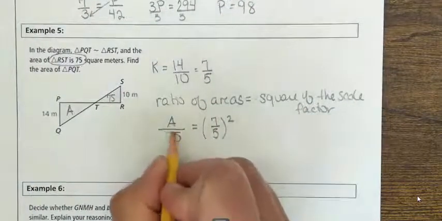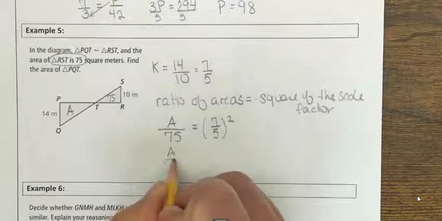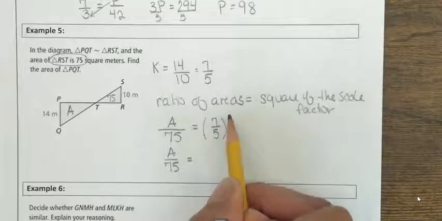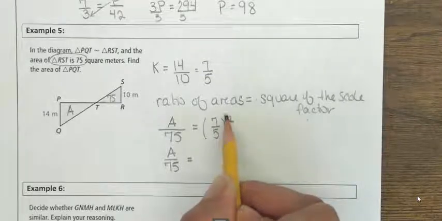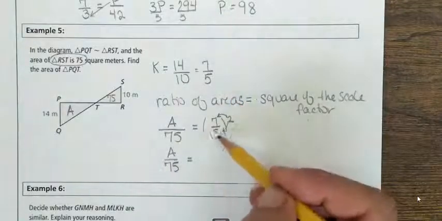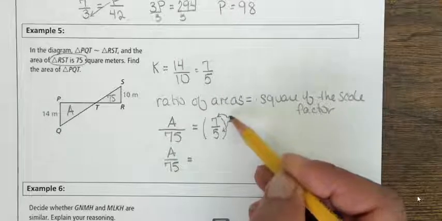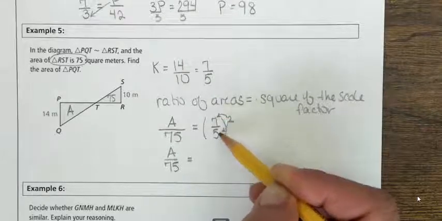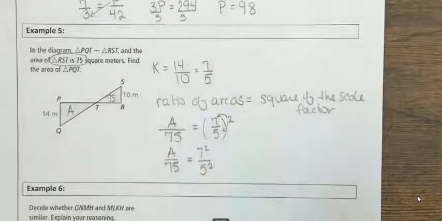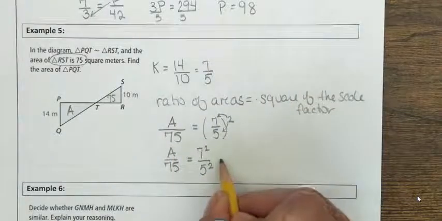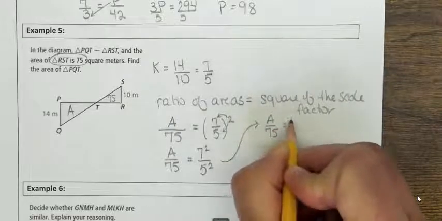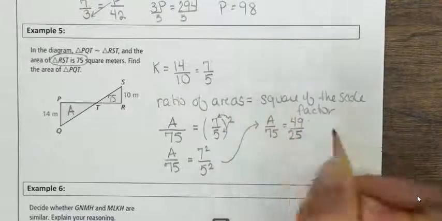Okay, so the left-hand side can stay exactly the same. But before we do any math with this, we have to get this exponent, and we have to give it to both the numerator and the denominator of the fraction. So I have a fraction here, and it's raised to a power. That power needs to be given to both numerator and denominator. So this is really going to be 7 squared over 5 squared. Or in other words, let me come over here. A over 75 is equal to 49 over 25.